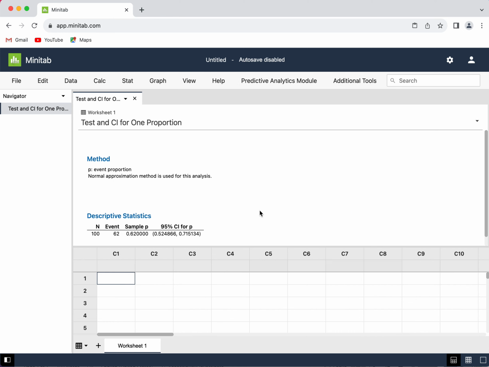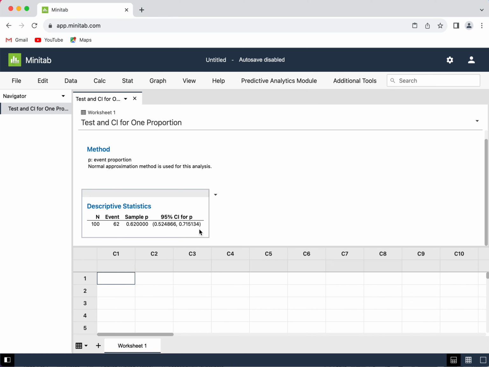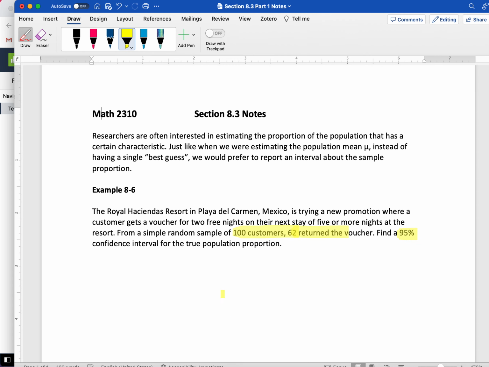So here is my result in Minitab. I have my interval here. They give you lots of digits after the decimal point that you're probably going to need to round these numbers. So if I wanted to round to 3 decimal places, I would have 0.525 to 0.715. And again, we write our confidence interval with the smaller number first.